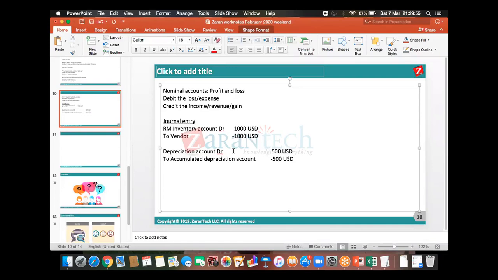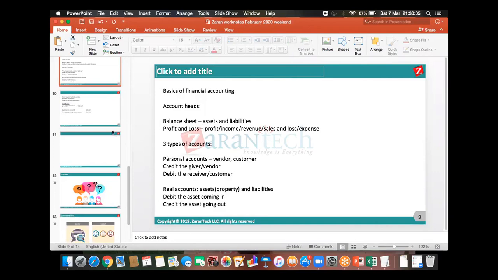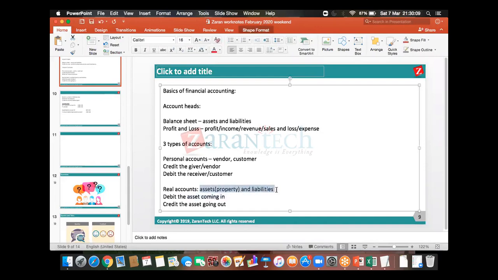Okay, so this is a liability account. The accumulated depreciation account is a liability account. Now, why it has to be credited, how that liability account got credited, let us see. Assets and liabilities are real accounts. Asset coming in is debit, which also means liability is going out. Opposite.